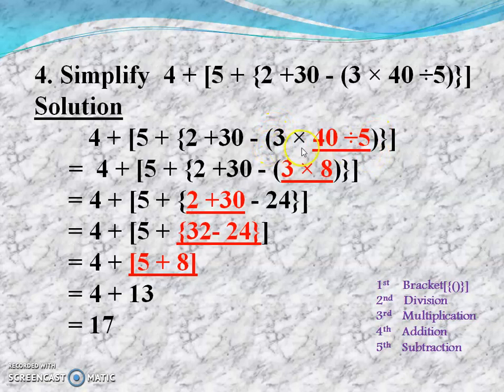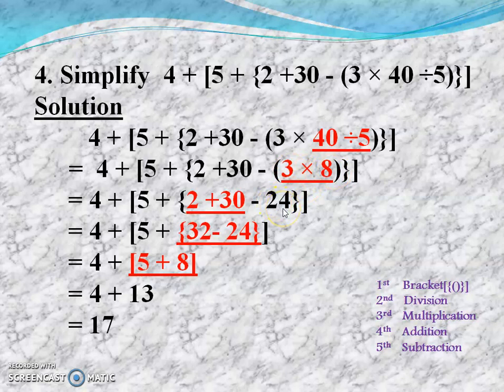Now let's see the operations or the numbers that are inside the small bracket. Inside the small brackets, we have got multiplication and division. In multiplication and division, first we divide. So 40 divided by 5 is 8. Rest all we copy as it is. After that, we go for multiplication, which is inside the small bracket again. So 3 times 8 gives you 24.